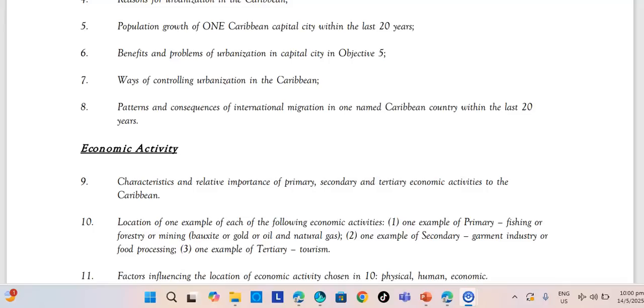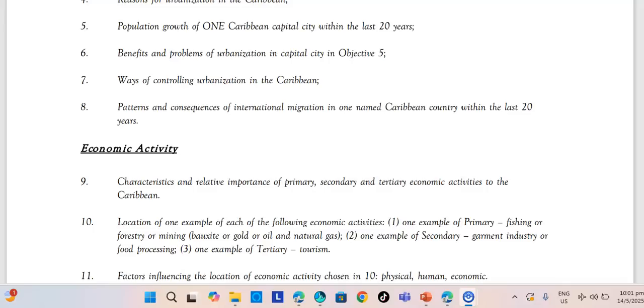So many people from Trinidad and Tobago have migrated to countries like the United States, Canada, and the UK. Now, migration increased during the economic hardships, especially in the 1980s and early 2000s in Trinidad and Tobago. Skilled workers, teachers, nurses, and engineers, they often leave the country in search of better pay and better job opportunities. Now, what are the consequences of international migration in Trinidad and Tobago?